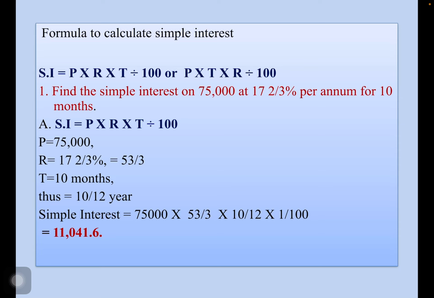Find the simple interest on 75,000 at 17 2/3% per annum for 10 months. Simple interest is equal to PRT by 100. What is P? 75,000. What is R? 17 2/3, or 53/3. What is T? 10 months, which means 10 by 12. Now, 75,000 into 53 by 3 into 10 by 12 into 1 by 100, because the whole is divided by 100. If you simplify, you will get 11,041.60, that is 60 paisa.